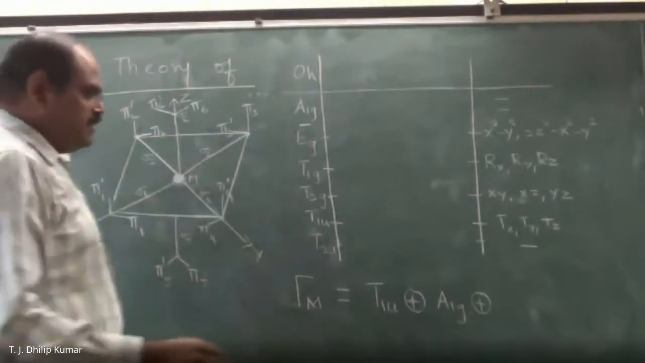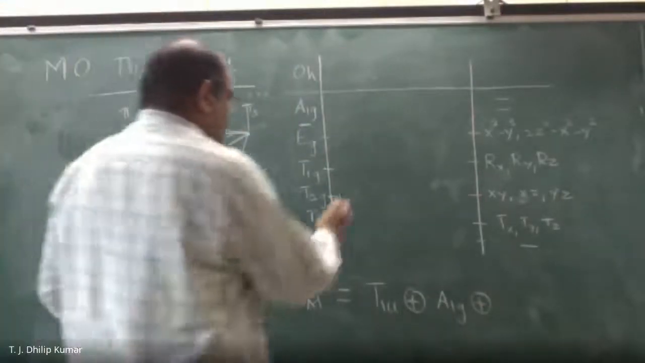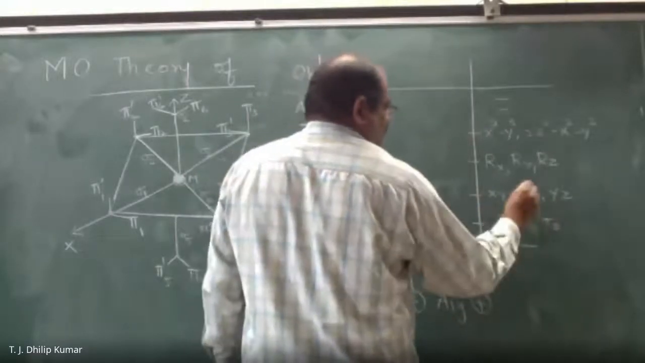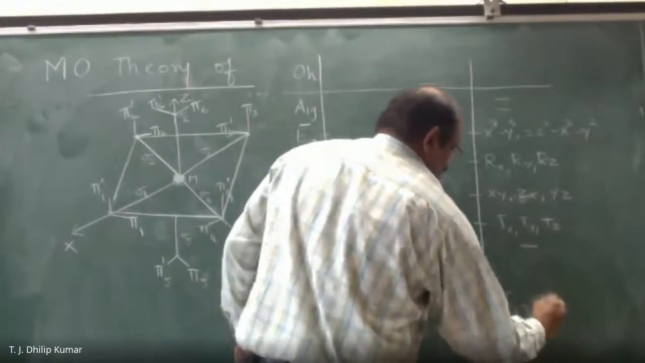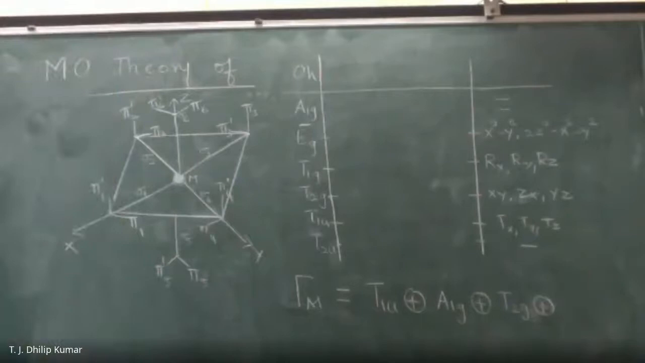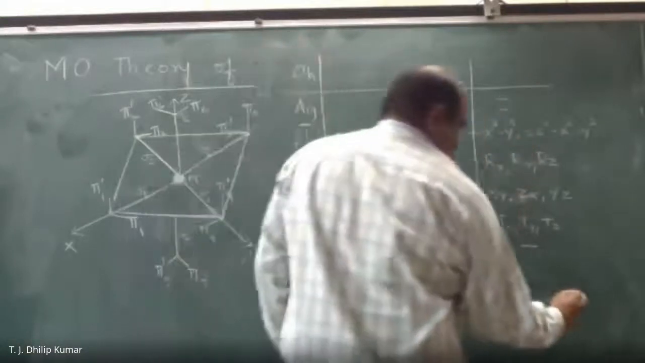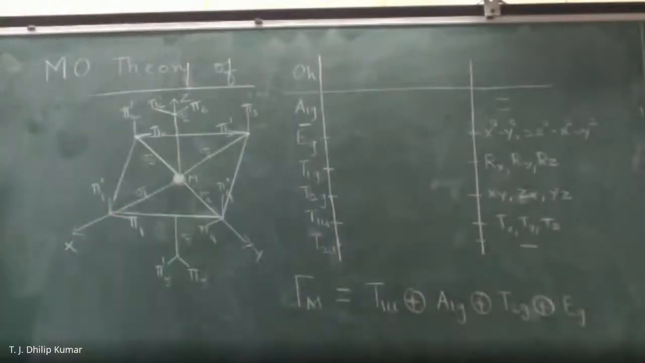So the reducible representation will have A1g of metal, and then T2g. For T2g you can see xy, yz, zx, so T2g will be there. And then the last one is Eg. For Eg you can say x square minus y square, and other things are there. So Eg also will be there. A1g is for the spherical orbital.